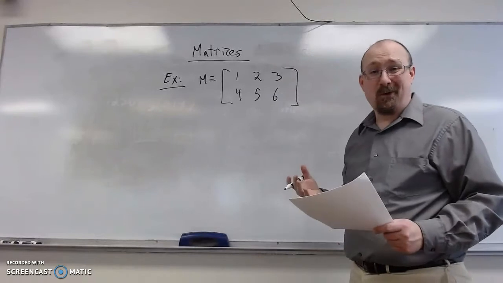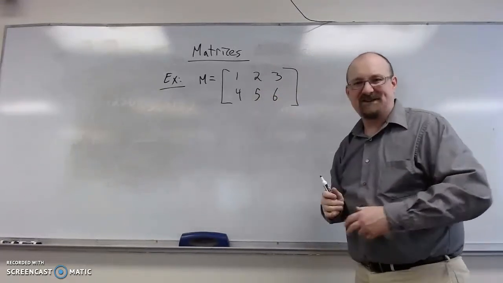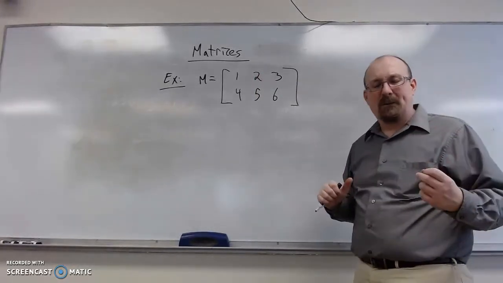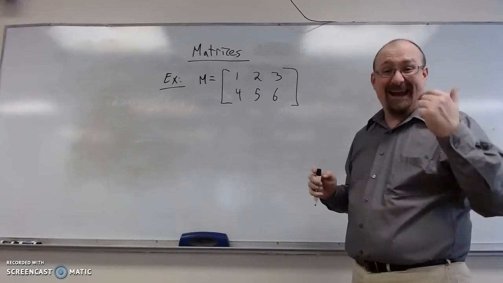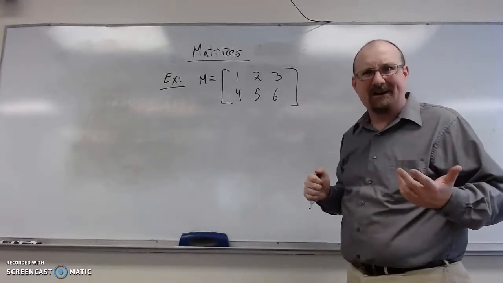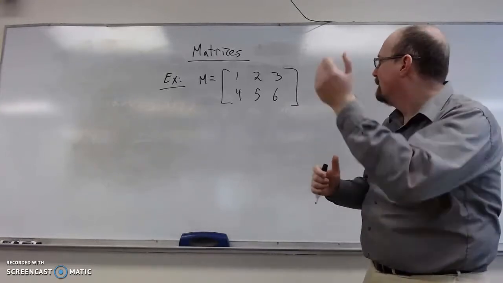I know, super original, right? So the matrix consists of the numbers 1, 2, 3, 4, 5, 6 in this pattern. When we talk about these things, we will often refer to the entries of a matrix. An entry is just one of the numbers inside the matrix. I might also call it an element, so be advised if I slip.